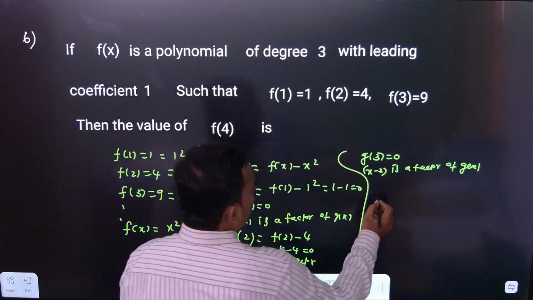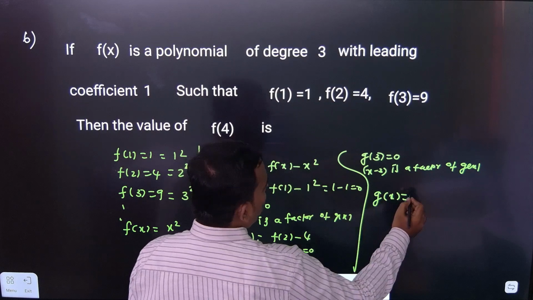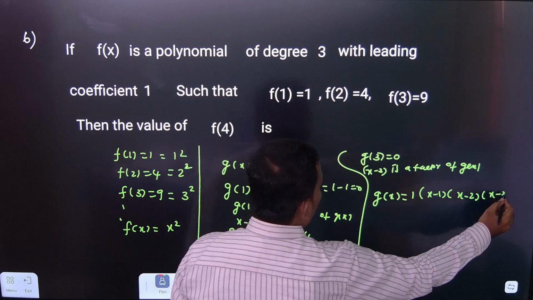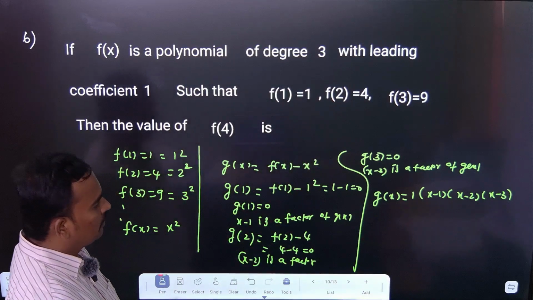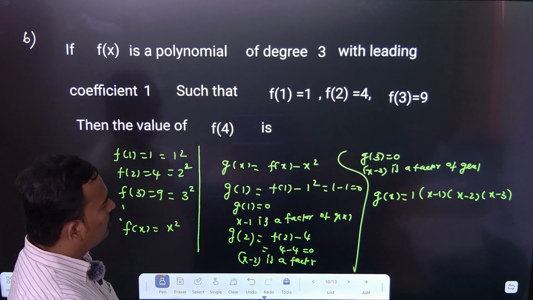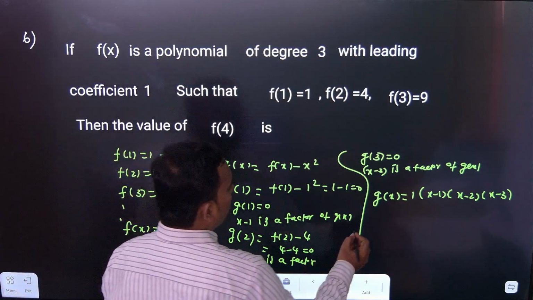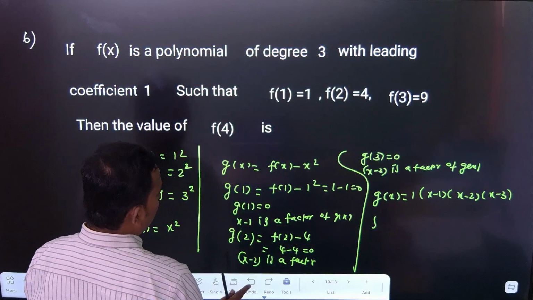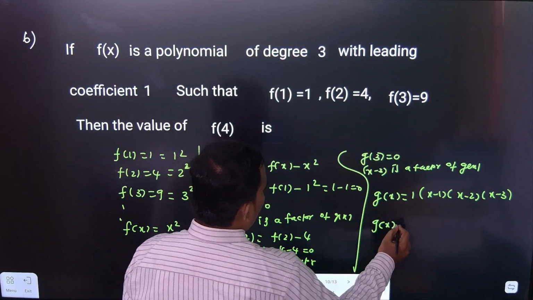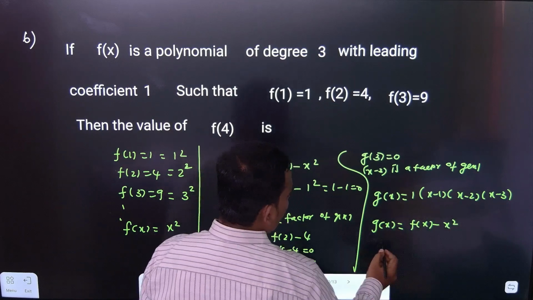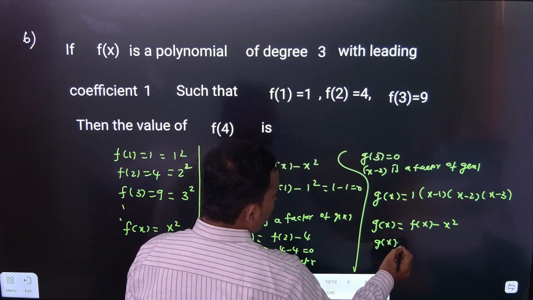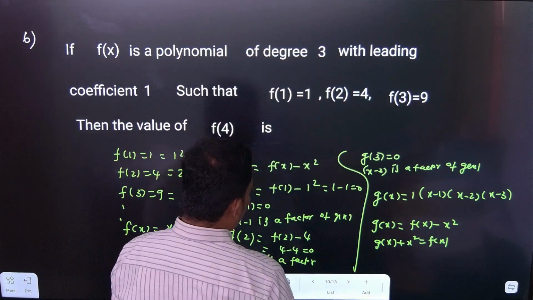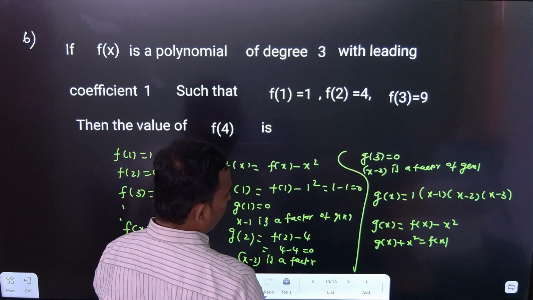Therefore, g of x, how to write? The leading coefficient 1 is given. Therefore, 1 into x minus 1 into x minus 2 into x minus 3 we can write. Okay. Now, let us calculate f of x. How to find f of x here? You can see, student, a very simple thing. g of x is defined as f of x minus x square, right? So we need f of x: g of x plus x square is equal to f of x we can write. Clear?